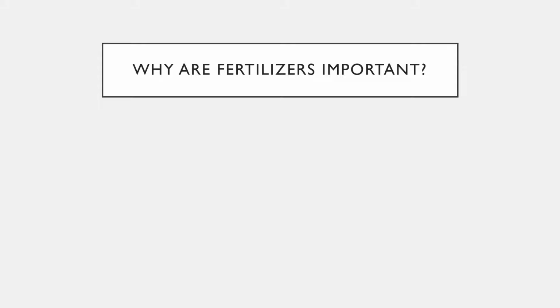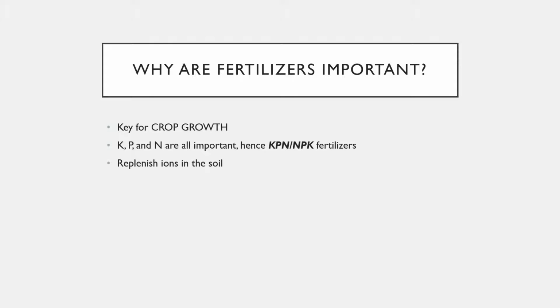So, why are they important? Well, the obvious and short answer is that they are important for crop growth. There are certain ions, potassium, phosphorus and nitrogen being the key three, and you may have learnt about NPK fertilizers in biology, named because of the presence of the three element ions that are important to plants. The concentration of these in the soil decreases over time, basically because they are being used by the plants. Hence, adding fertilizers replenishes their concentrations.